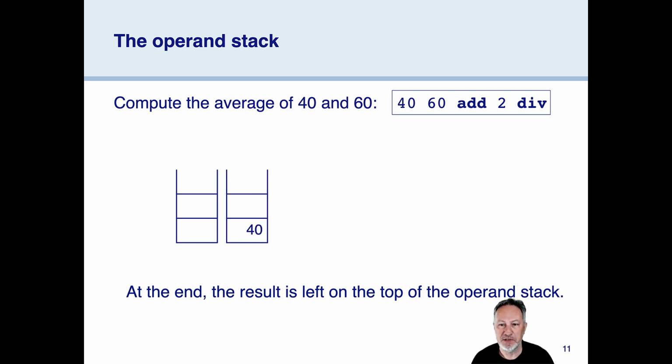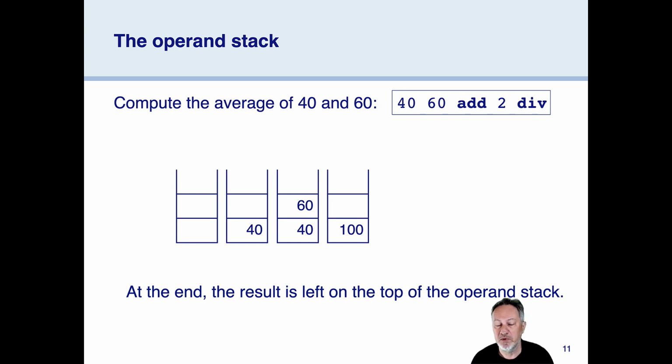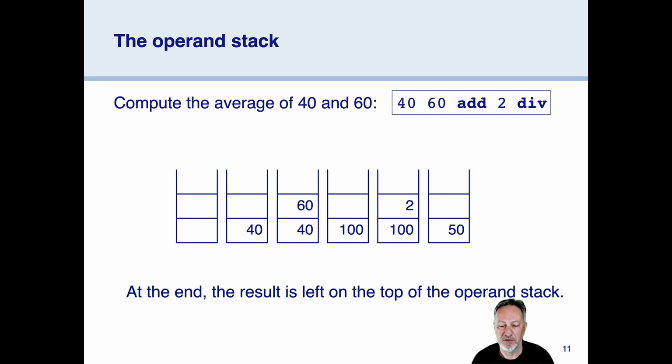So, first we see 40, it's a literal object, we push it on the stack. We see 60, it's a literal object, we push it on the stack. We see add, add's an executable, so we run it. Add is going to take the top 2 things on the stack, pop them off, add them together, take the result, and push that on the stack. So 60 and 40 are consumed, 100 is produced and pushed onto the stack. Next we see 2, we push that onto the stack, and now we execute div, which pops 100 and 2, divides the 100 by the 2, and pushes the result back onto the stack.